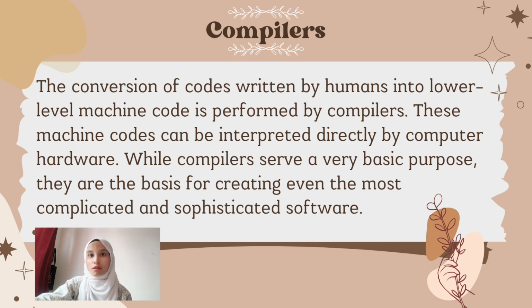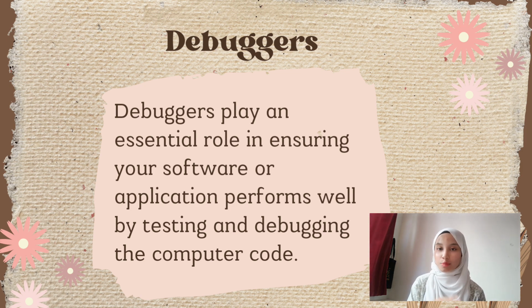The conversion of code written by humans into lower level machine code is performed by compilers. These machine codes can be interpreted directly by computer hardware. While compilers serve a very basic purpose, they are the basis for creating even the most complicated and sophisticated software. The next one is debuggers.